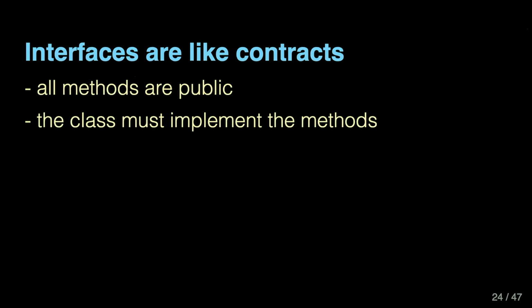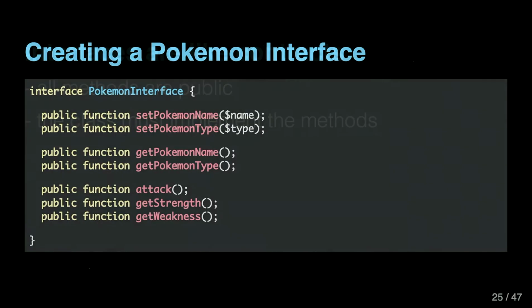So I think of interfaces like contracts. All the methods are public, but they don't have any functionality inside them. Basically, any class that implements an interface has to put the functionality into those methods. This works really well for us for the Pokemon interface, because we'll have all the functions that we need in a Pokemon class, like electric Pokemon, but we don't have to use this as a generic Pokemon.